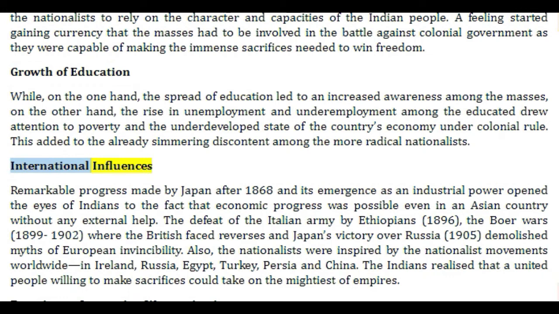International influences. The remarkable progress made by Japan after 1868 and its emergence as an industrial power opened the eyes of Indians to the fact that economic progress was possible even in an Asian country without any external help.